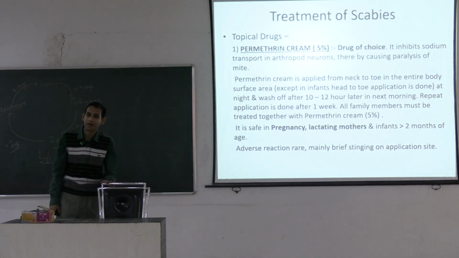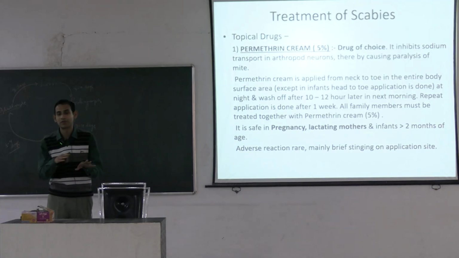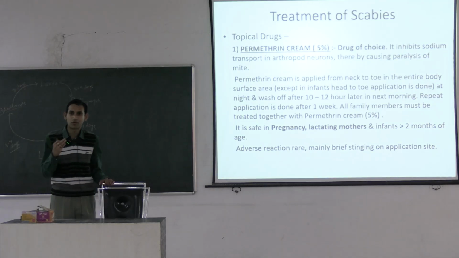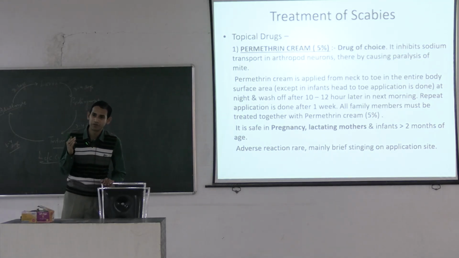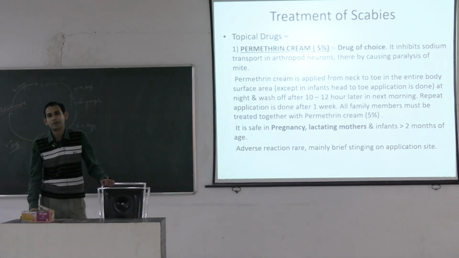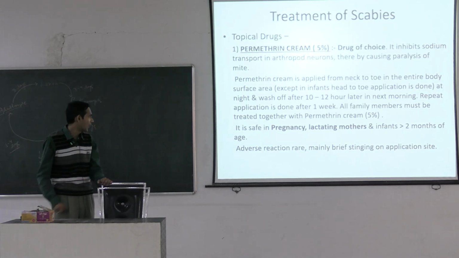Permethrin cream is applied from the neck to toe over the entire cutaneous surface area overnight, and it should be kept for 10 to 12 hours, and the next morning it is washed off thoroughly with soap and water during bathing, and it is reapplied again 7 days later. So, if any larvae or nymphs are present, they will be destroyed in the next application. So, the most important thing is how it is applied.